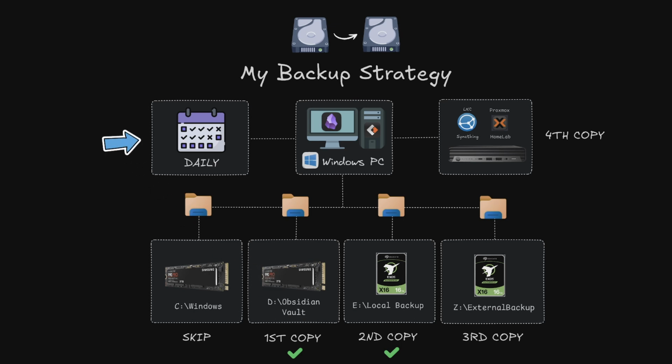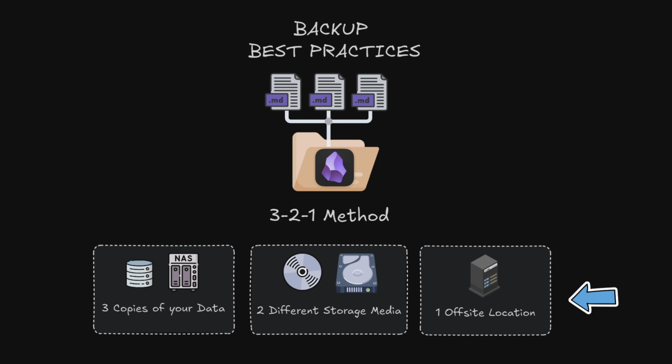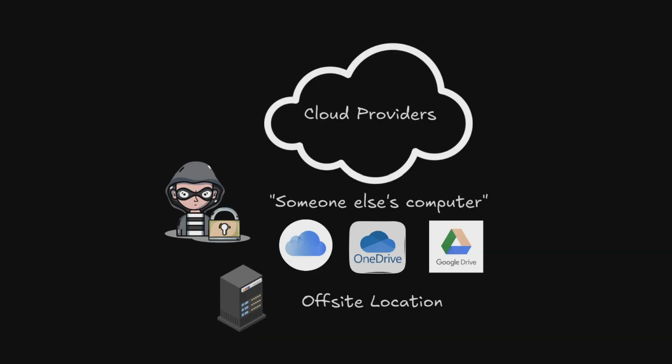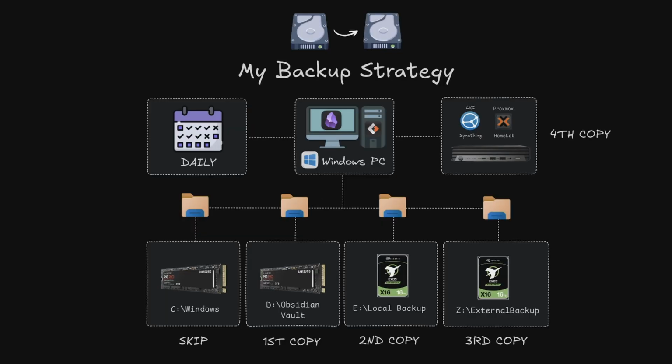Then I also have a daily external backup, which is a 16 terabyte hard drive, and this becomes my third copy. Because I self-host my own sync server called Syncthing, I also push my files up to my Proxmox home lab, which becomes a fourth copy. Now, you'll probably notice one thing missing from my backup strategy, and that is an off-site backup. I don't tend to backup my files to third-party cloud providers because of privacy. So with that being said, let's now go learn how we can backup and restore our Obsidian vault with free backup software.